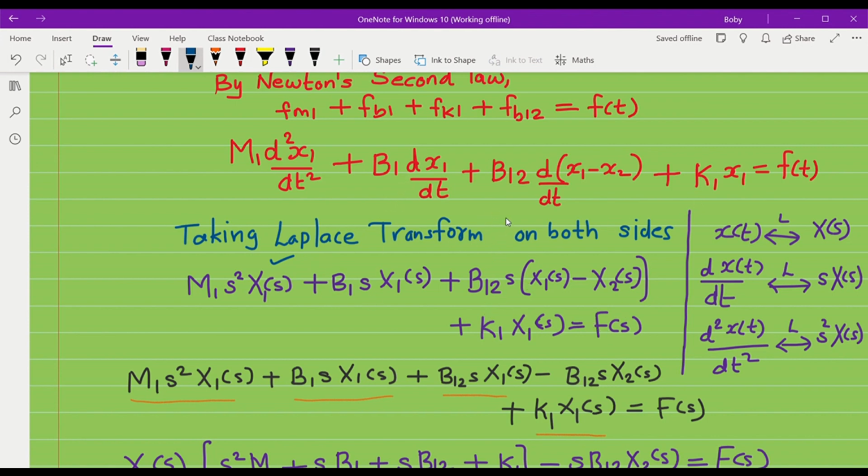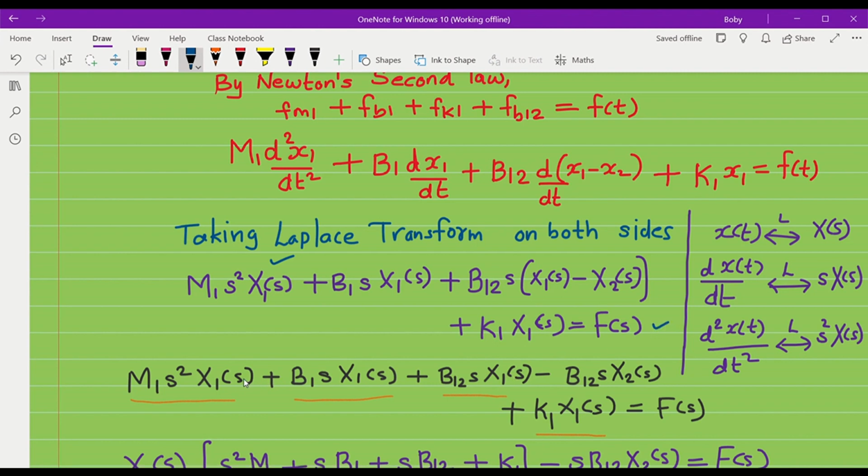So for b12 into d by dt, it becomes s times, you can see here, s into x1 of s minus x2 of s, plus k1 x1 of s, equal to f of t. Taking the Laplace transform, f of t becomes f of s. Now we can move on.